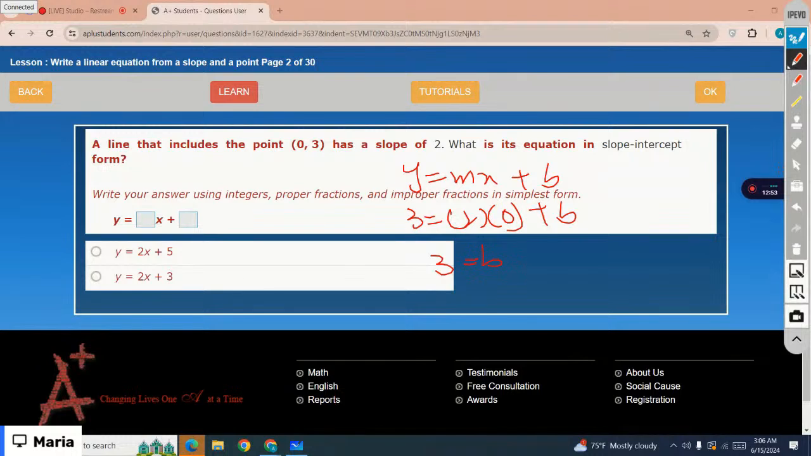The correct option is y equals 2x plus 3. Option number 2 is the correct option. Got it? Because the slope is 2 and the y-intercept, the b, is 3. So that is y equals 2x plus 3.